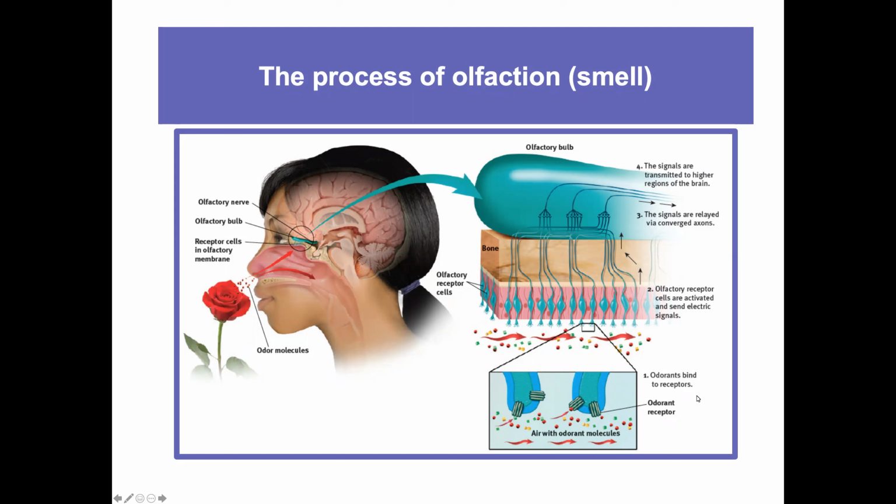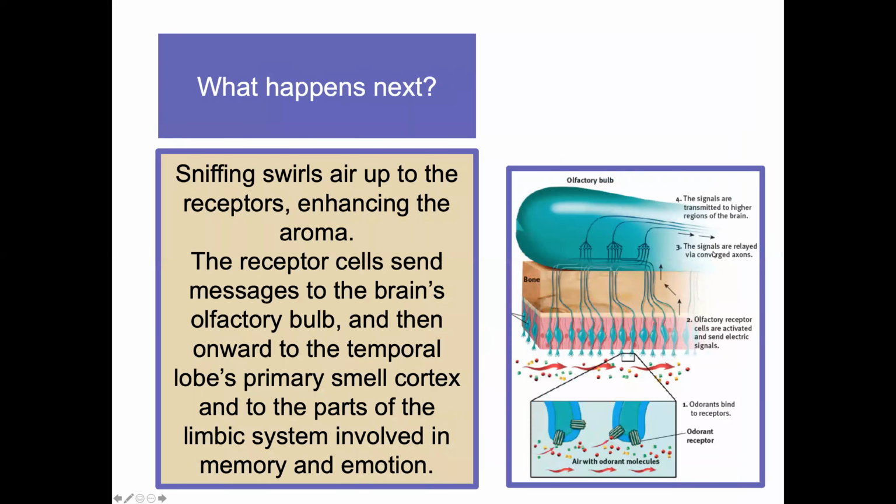So you can see down here, it starts with step 1. These odorants sort of bind to receptors. Olfactory receptor cells are activated and send electrical signals. The signals are relayed via converged axons, and the signals are transmitted to higher regions of the brain. So what happens next?